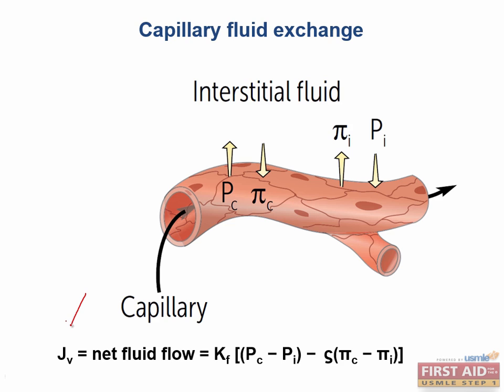First of all, this Jv is the net fluid flow. Hydrostatic pressure is always going to be denoted by P, so there's a Pc and a Pi. The hydrostatic pressure is the difference in the fluid pressure between the capillary lumen and the interstitium, which is represented by i. So remember, the P with a small c represents the gradient of pressure from the capillary space to the interstitium, and the P with a small i represents the gradient from the interstitium back into the capillary.